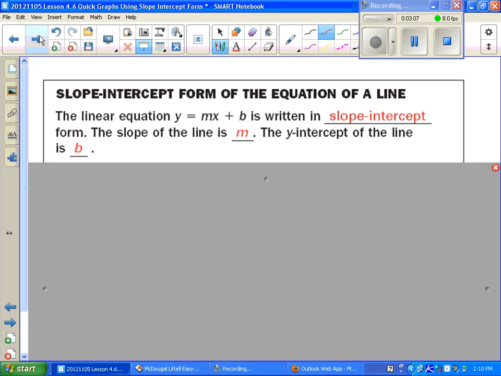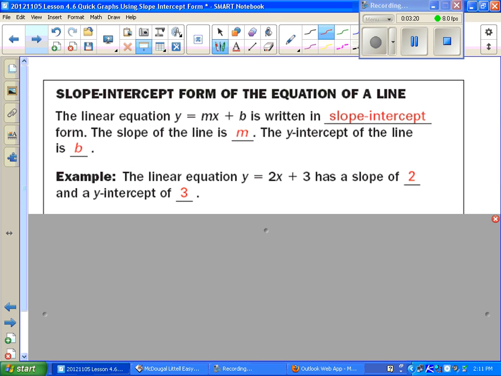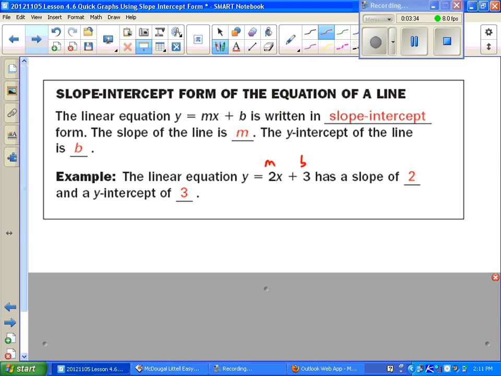Our first example is the slope-intercept form of the equation of a line. It says the linear equation y equals mx plus b is written in slope-intercept form. The slope of the line is m, the y-intercept of the line is b. The first example says the linear equation y equals 2x plus 3 has a slope of 2 and a y-intercept of 3. All you've got to do is label it mx plus b. Simple as that.